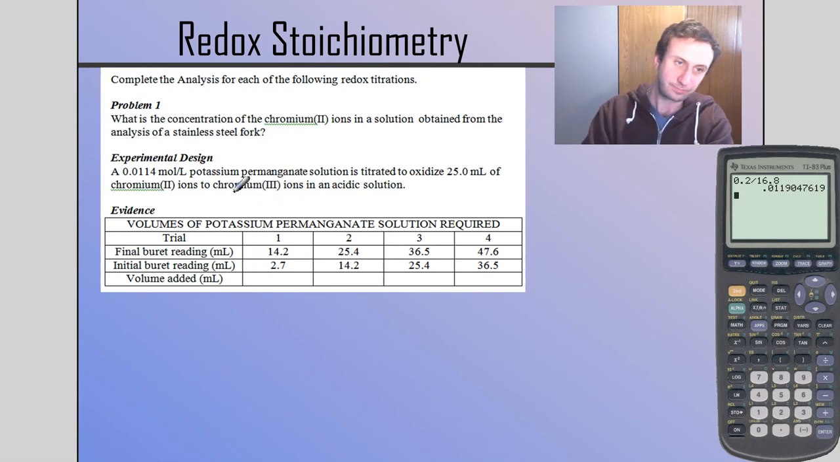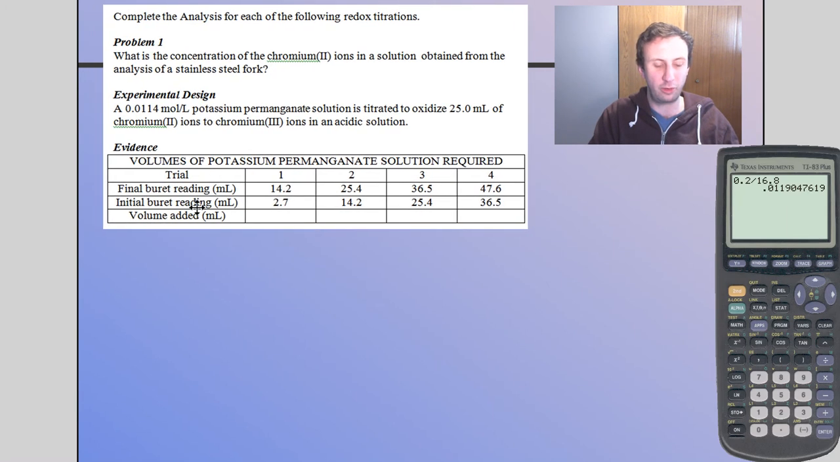So here, I have to find my trial data, but we're going to leave that for later on. Then we'll consider if we have to get rid of any of these trials. Let's begin by building our net reaction based on the information we have. So I'm actually going to move this up just a tad so that I've got some more space to work with here. So what is the concentration of chromium-2 ions in a solution obtained from the analysis of a stainless steel fork? So I have potassium permanganate titrated to oxidize 25 mL of chromium-2 to chromium-3 ions in an acidic solution.